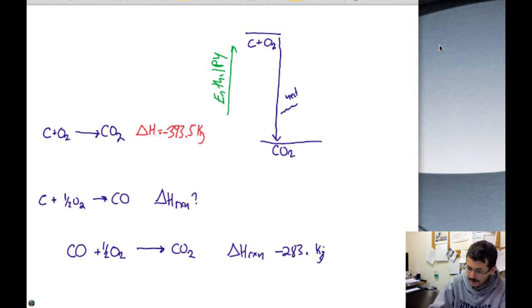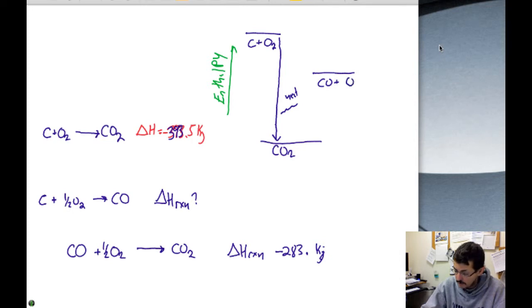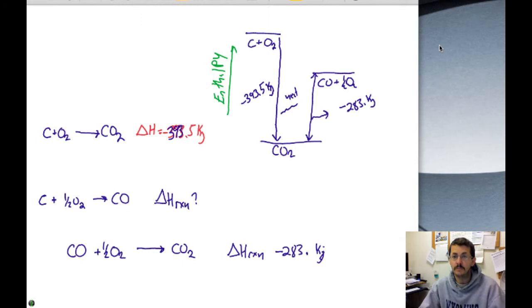Now, not quite as good as the 393 of the carbon dioxide. We know that they both end at carbon dioxide, but if you just take CO plus 1/2 O2, you can see that this also releases a certain amount of heat. So, the mountain climbing analogy: carbon starts a little higher on the mountain, carbon monoxide starts a little lower on the mountain, and progresses down to CO2, gets down there.